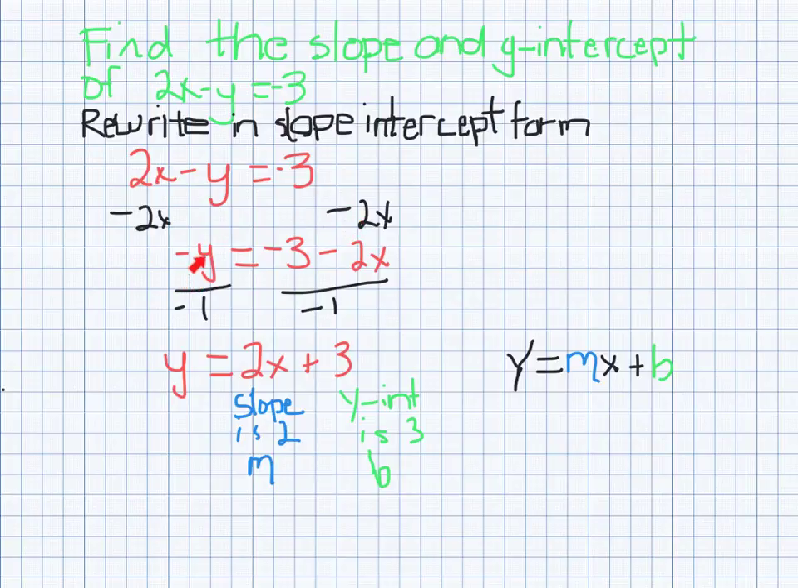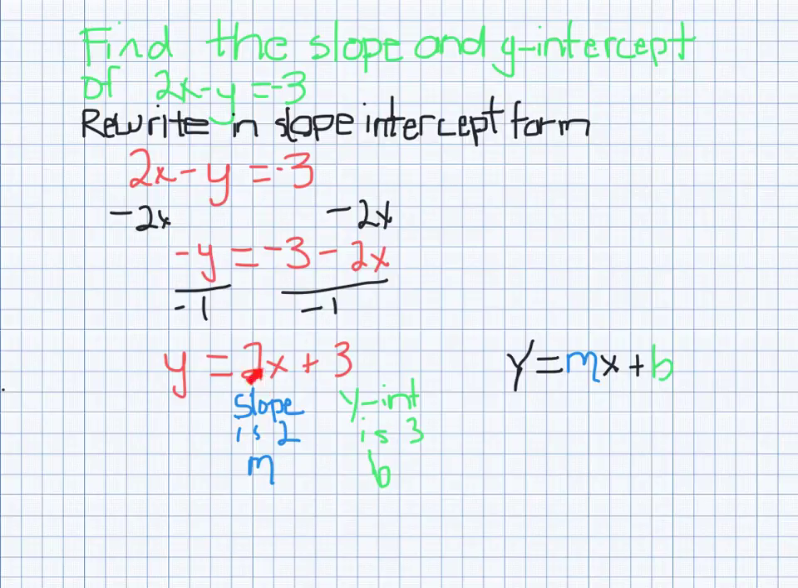We end up with negative y equals negative 3 minus 2x. We're going to divide both sides by negative 1. And that will leave us with y equals, and this is the important thing to remember, is to put it in slope-intercept form. Not only does it have to be y equals, but then you have to put the x and the coefficient with that after the equal sign.